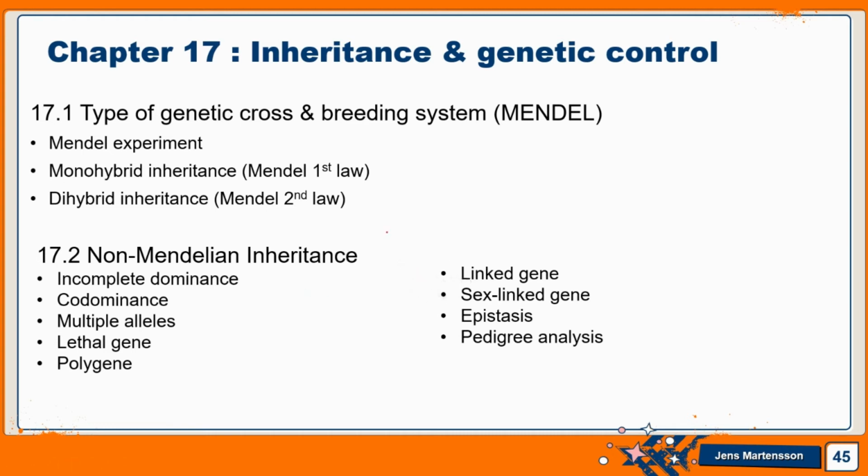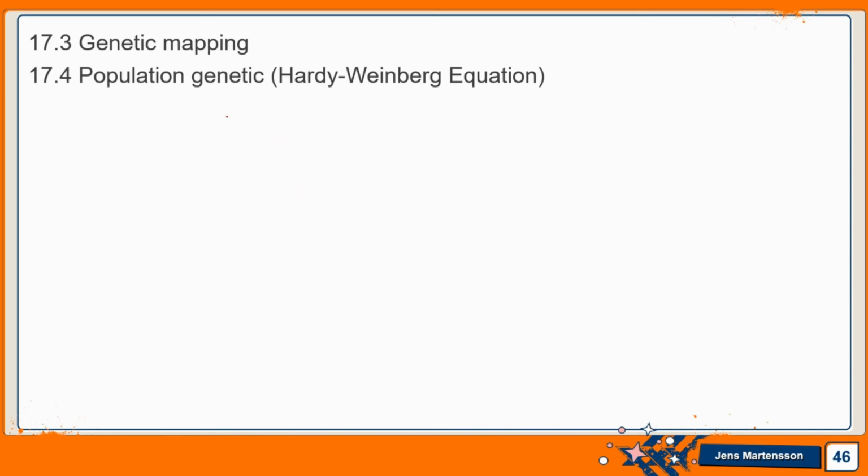Okay, so these are 17.1 and 17.2. And now you enter 17.3 and 17.4. Genetic mapping. Genetic mapping actually is about breeding between link genes, not sex link.